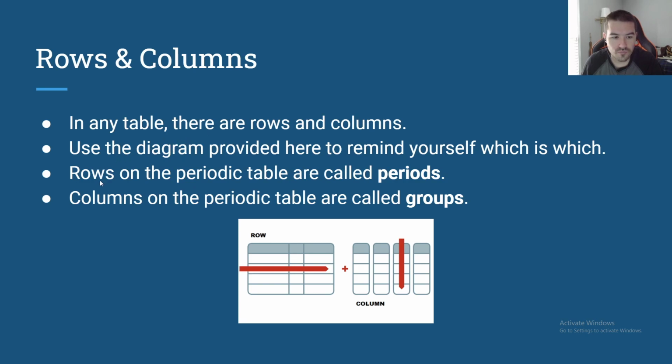Okay, rows on the periodic table have a special name. They're called periods. Okay, that's why it's called the periodic table. All right, so when I refer to rows on the periodic table, I may call them periods instead. Okay, so just think of these as synonyms. They mean the same thing, row and period. And then the same thing for these two terms here. Columns on the periodic table are called groups. Okay, and they're also sometimes called families, but I'm usually going to call them columns or groups.